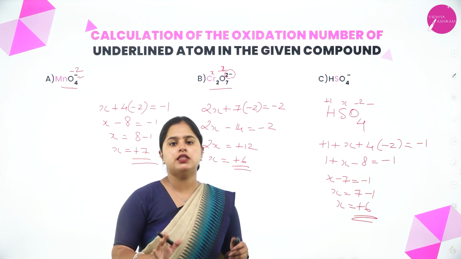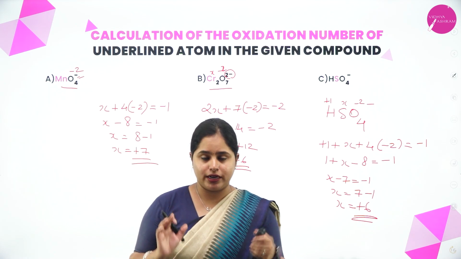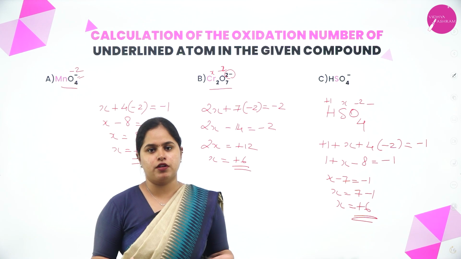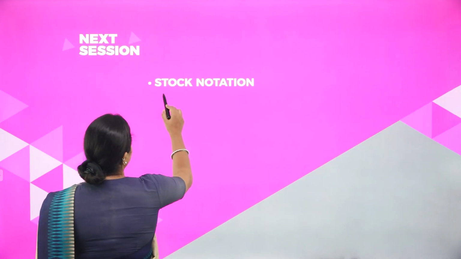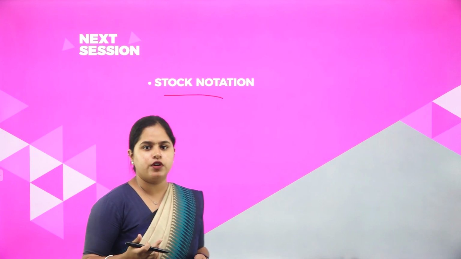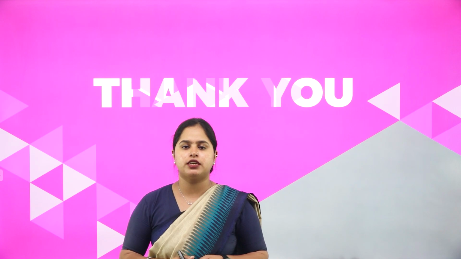So if you are clear with the rules of the oxidation number, you can easily assign the oxidation number for each of these elements. So in the next session, we are going to study about stock notation, and we are going to further continue with that. So I hope the concepts that we have covered in this session are clear for you.